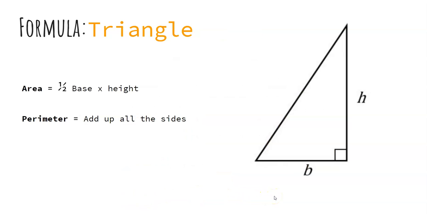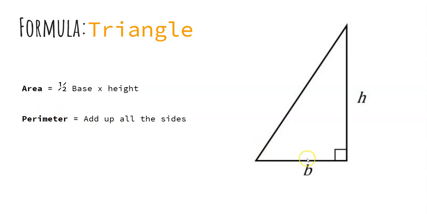The last shape we have is a triangle. If you look at it carefully, it is actually half of a rectangle. Because of that, our formula is the base times the height, which is the rectangle, but we also want to divide it by 2 because this shape is going to be half of the rectangle right here. So once I know what this base is and what this height is, I can multiply those together and divide by 2. The perimeter is to add up all the sides still.